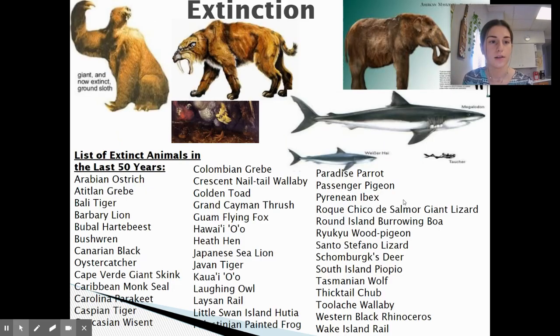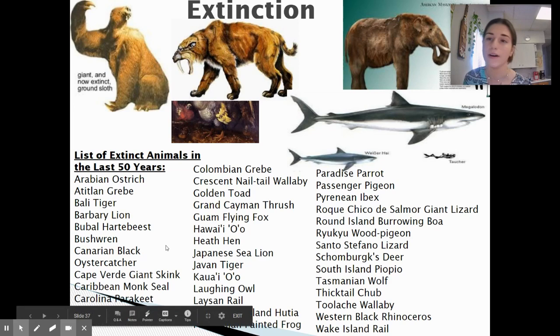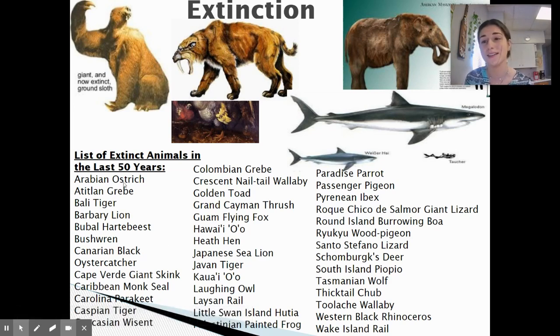So awesome. All right, as you can see, this is a very long list of the extinct animals in the last 50 years, which isn't even that long of a time, and this is such a long list.